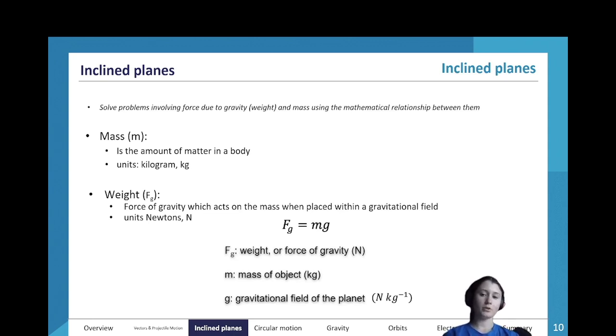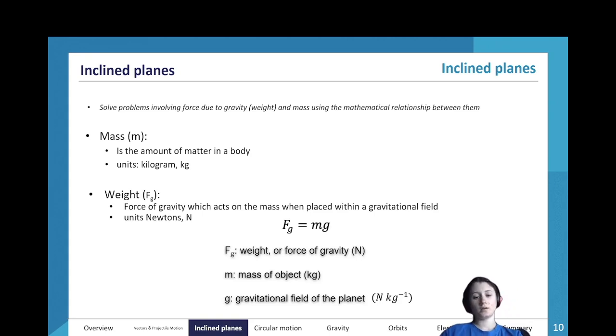The most important formula you need to know is F equals mg, which hopefully you've heard before. So F is the force of gravity, m is the mass of the body, and g is the gravitational field, or the acceleration due to gravity of Earth, which is negative 9.8.